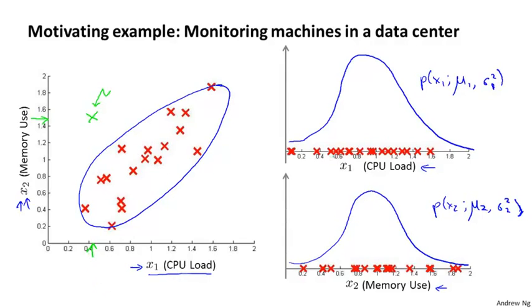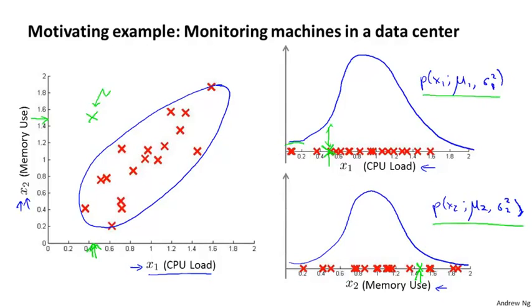Well, for the CPU load, it puts it at around 0.5. And it's reasonably high probability, not that far from other examples we've seen. Whereas for the memory use, it's about 1.5, which is there. Again, it is out towards the tail of the Gaussian, but the value here is not that different from many other examples we've seen. And so p of x1 will be reasonably high, and p of x2 will be reasonably high.